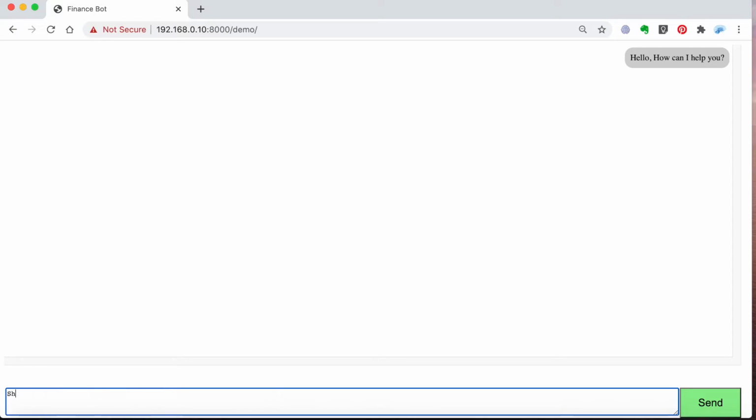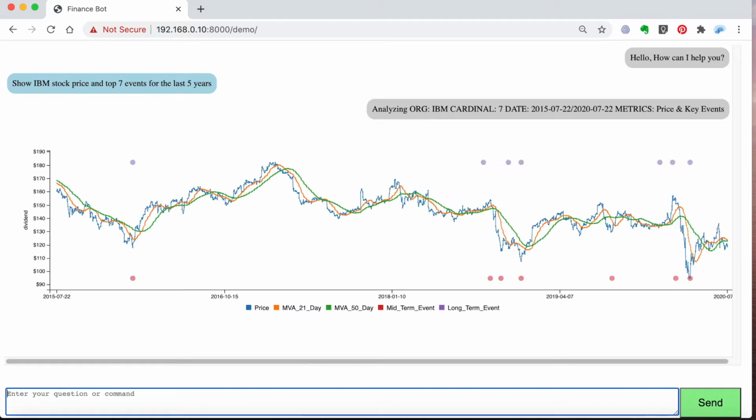I'm going to type in show IBM stock price and top 7 events for the last 5 years. So I type it in. Essentially, what I'm looking for is the stock's 5-year history, and I want the tool to highlight the top 7 events in the last 5 years.